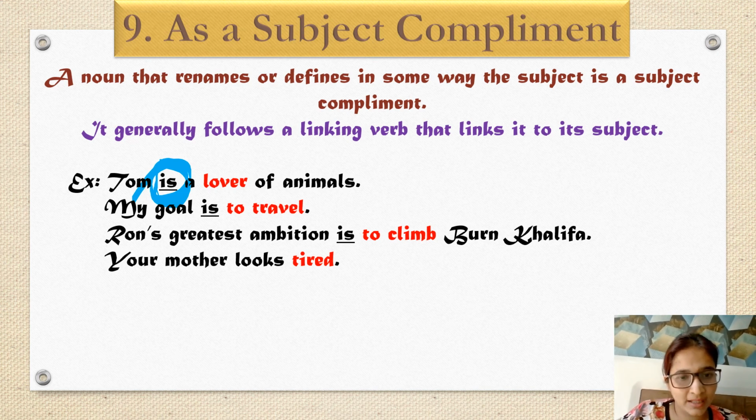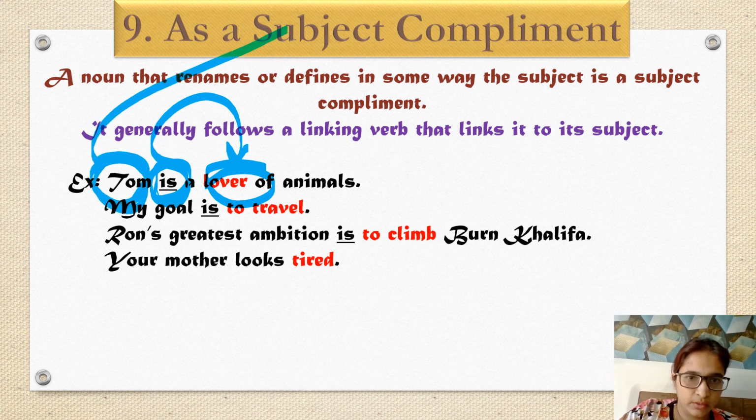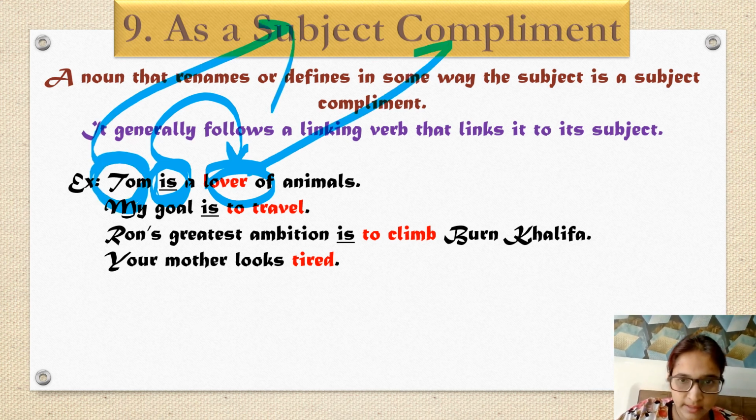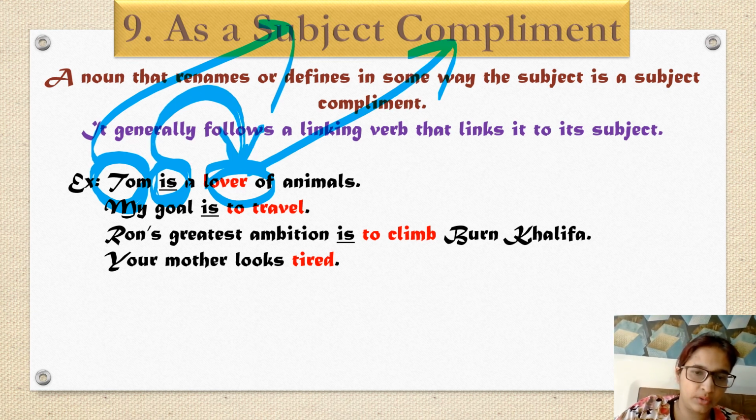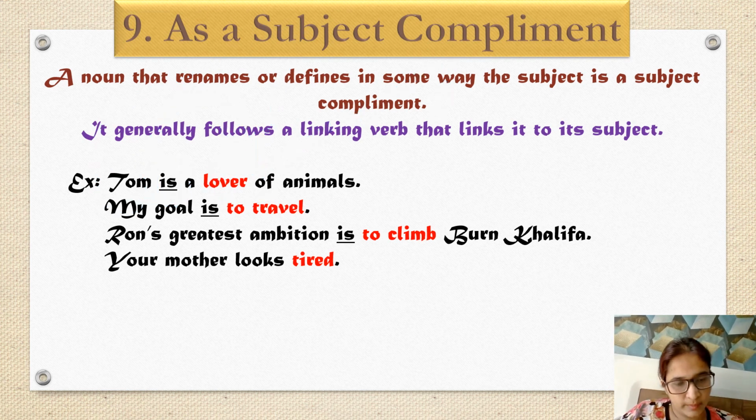So, Tom is a lover. Is what? A lover. Whom are we talking about? The subject, Tom. Tom is the subject here, and lover is the subject complement, and this linking verb is talking about Tom. Is what? A lover. So hence in this case lover becomes the subject complement.